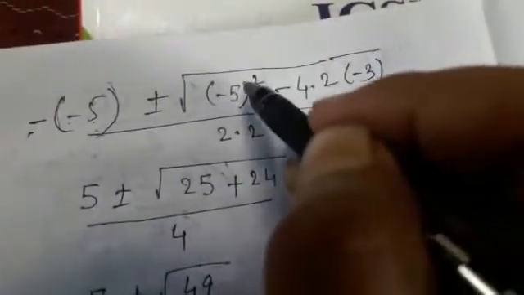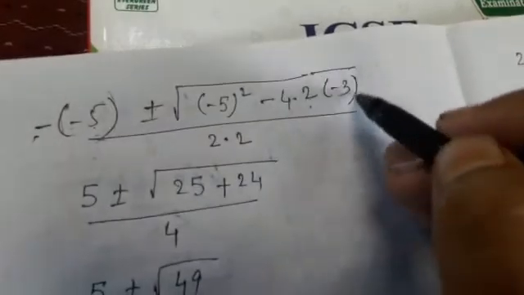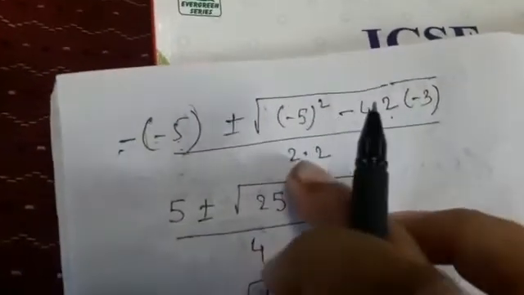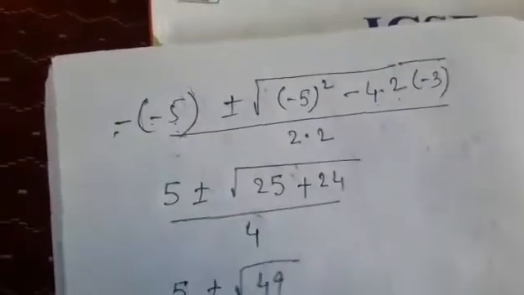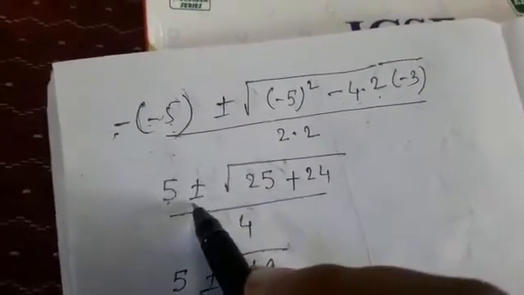squared, so b is minus 5, so minus 5 squared, minus 4 into a, which is our 2, right? And c is our minus 3. Now see, a is 2 and c is minus 3. Clear? So putting the values in this form, divided by 2 into a, that is 2 into 2. Now see, minus minus will give you plus 5, plus minus root under.